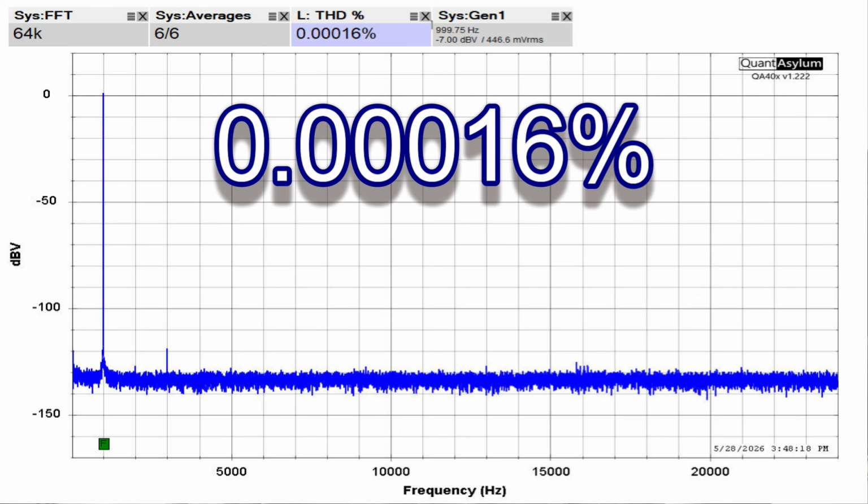The distortion of our preamp is actually 0.00016%. That figure includes the distortion of the distortion analyzer. I'm going to show you a couple more slides taken from the preamp, and one of them shows the crosstalk.